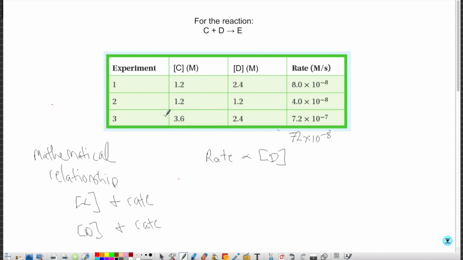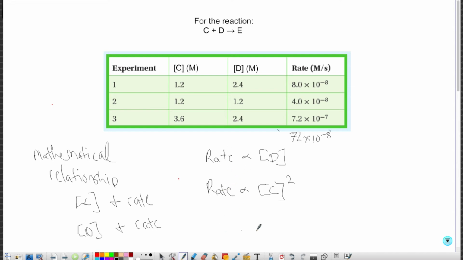So here the concentration of C has tripled. And the rate has gone up by a factor of 9. So by tripling the concentration, the rate goes up by a factor of 9. So rate is directly proportional to the concentration of C squared, because C triples, rate goes up by a factor of 9.